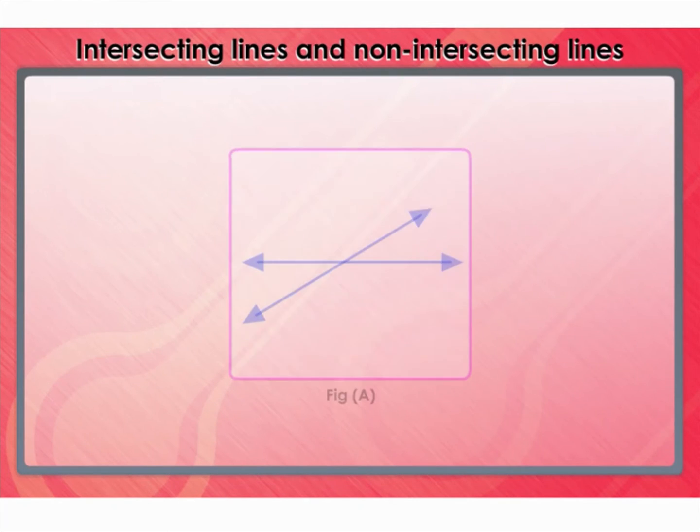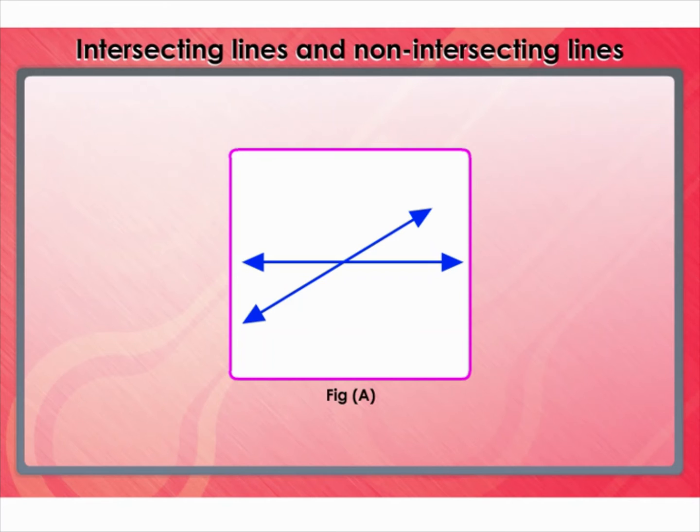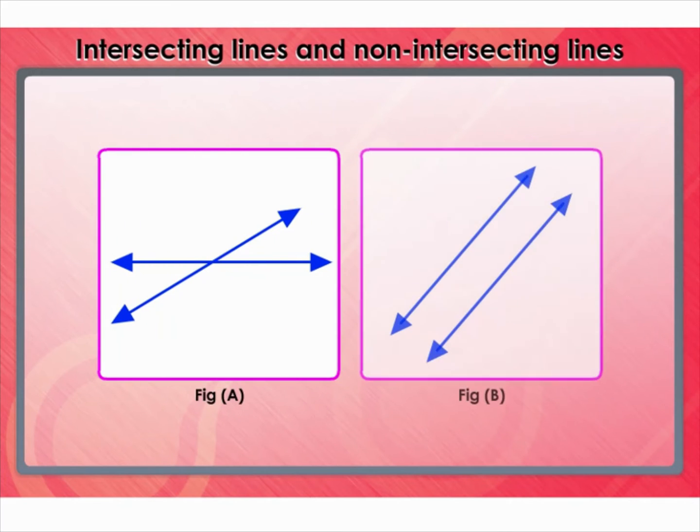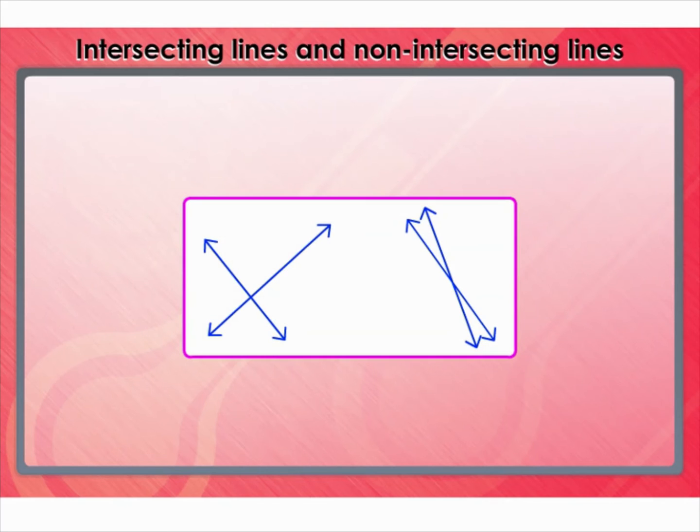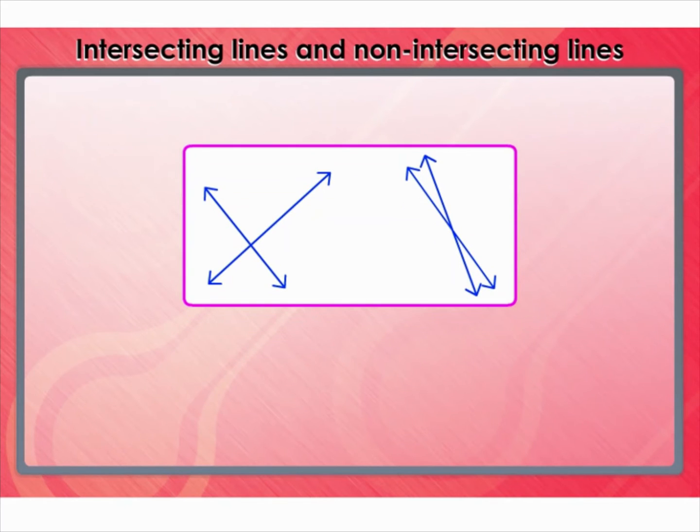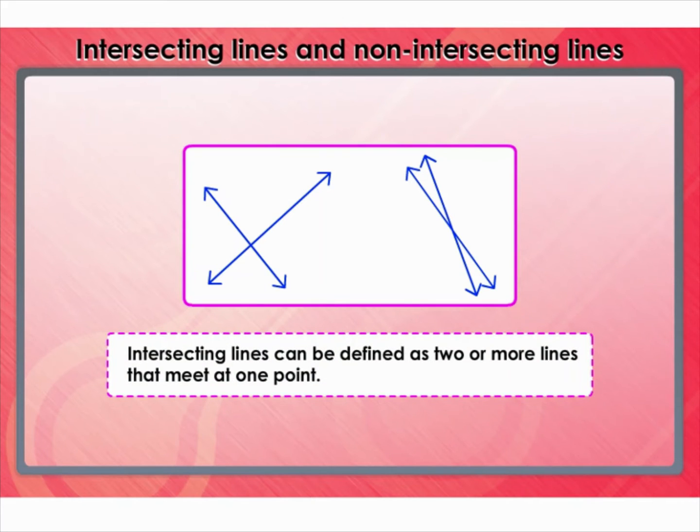Intersecting lines and non-intersecting lines. Draw two lines AB and CD in two different ways. You can see that the lines are intersecting in figure A, but the lines are not intersecting in figure B. Let's look at these sets of lines crossing one another at a single point. Such lines are called intersecting lines. Intersecting lines can be defined as two or more lines that meet at one point.